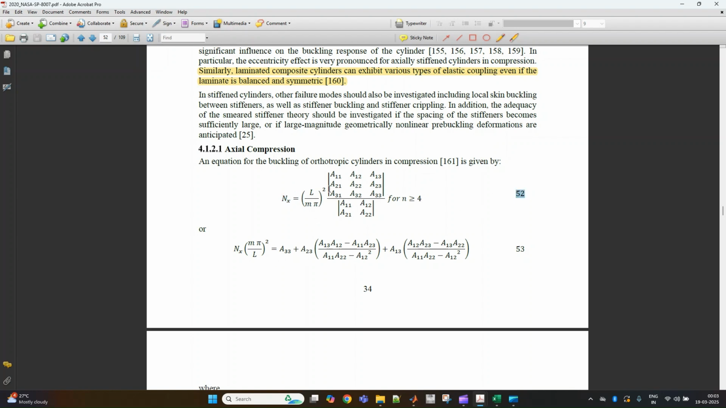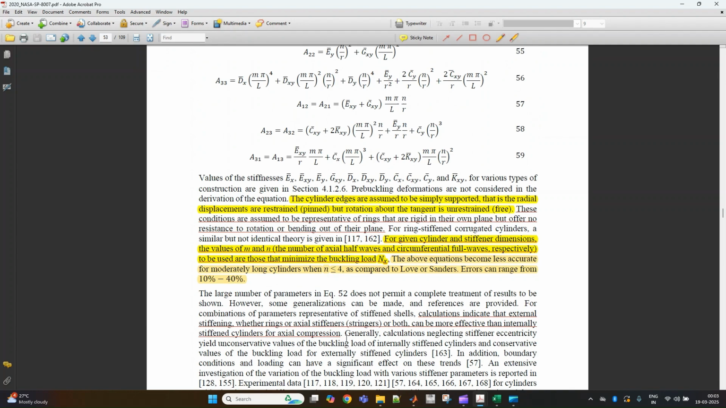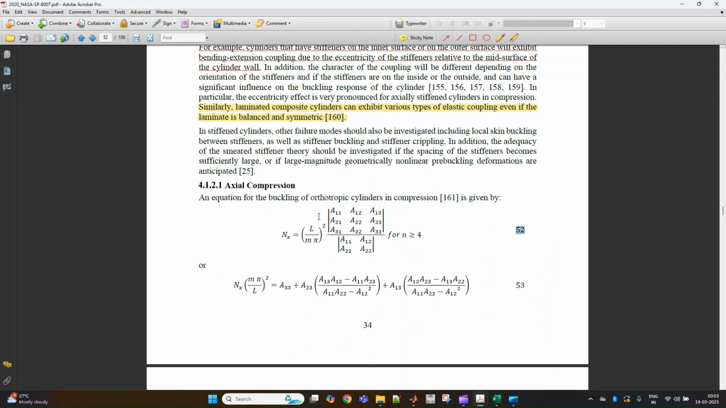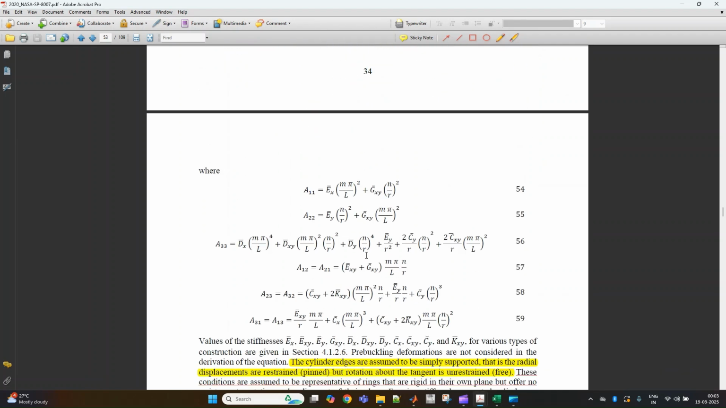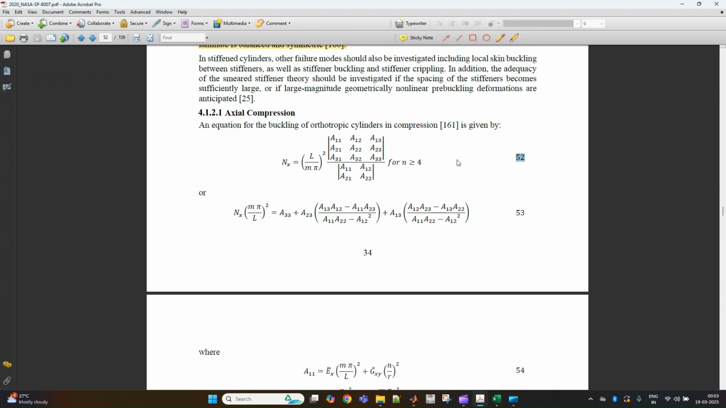There are various parameters. The A matrix, A11, is there. L is the length. M and N are different numbers which are explained in this document: the number of half axial waves, circumferential full waves, all those things. And then pi, which every one of us knows. So this is the main equation, which tells us the load at which it will buckle. Equation 52 and 53 are one and the same.